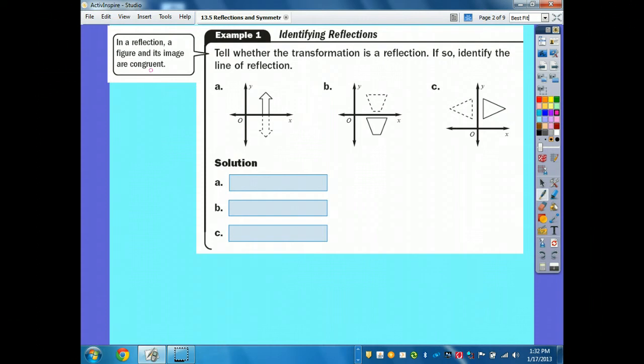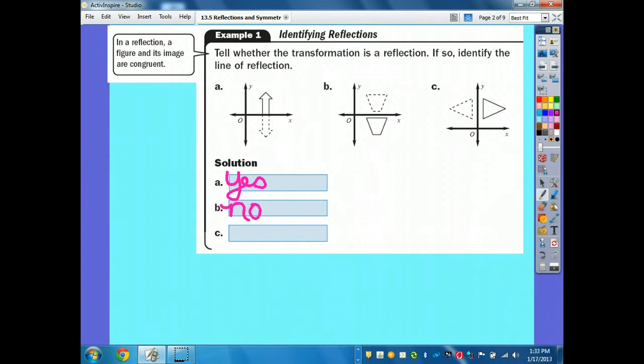Letter A, B, and C. First of all, let's go through these and tell me whether the transformation is a reflection. Yes or no? Is letter A a reflection? Yes. Okay, we all agree yes. How about B? No. It looks like they just kind of slid it.